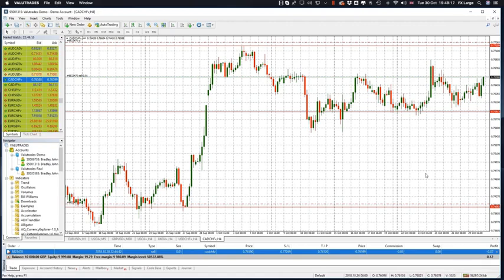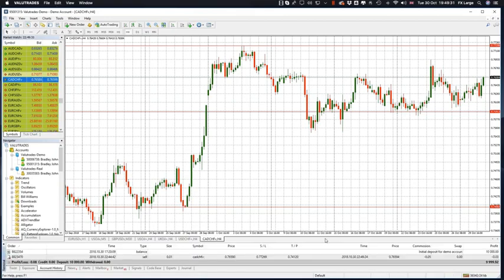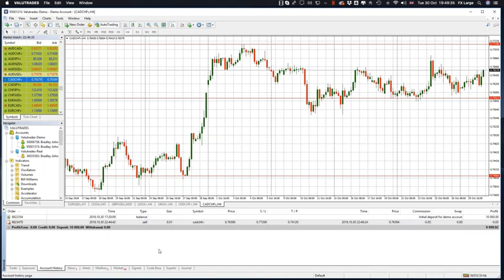Okay. Let's assume that this trade has run its course and we are either stopped out or we take our profit. I'll close it now. So I've lost a tiny bit of money, but I can go to my account history and I can see that trade.